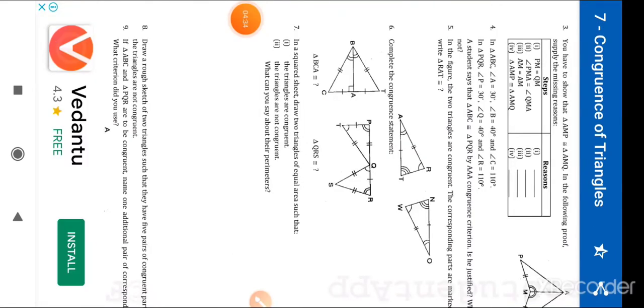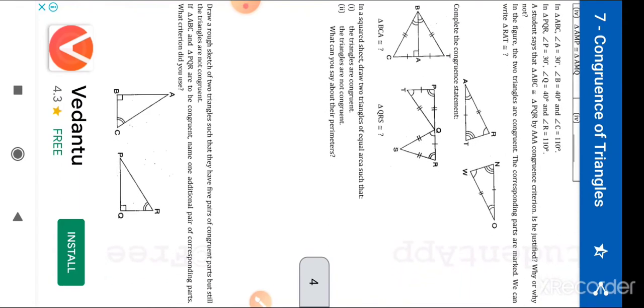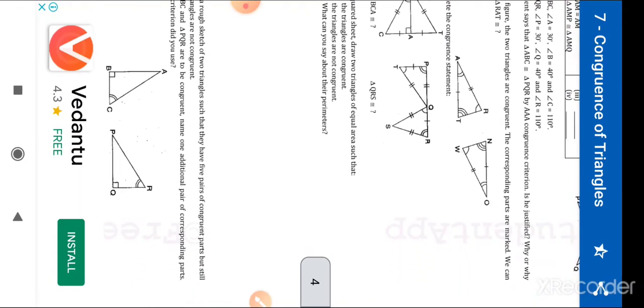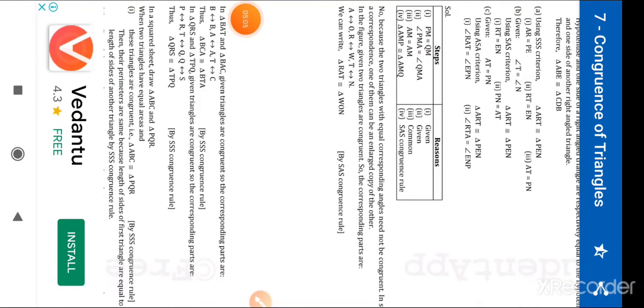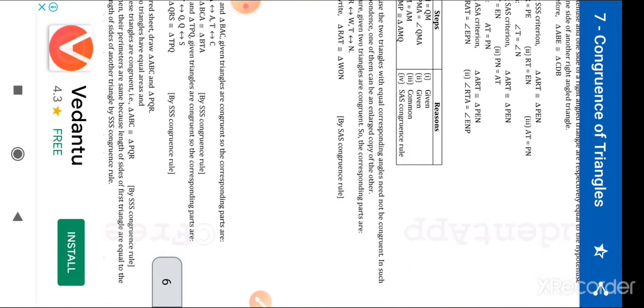Now move to the next question. Next question is, in triangle ABC, angle A is 30 degrees, angle B is 40 degrees, and angle C is 110 degrees. And in triangle PQR, angle P is 30 degrees, angle Q is 40 degrees, and angle R is 110 degrees. A student says that triangle ABC is congruent to triangle PQR by AAS congruency criteria. Is it justified? Why or why not? Answer is no, because two triangles with equal corresponding angles need not be congruent.